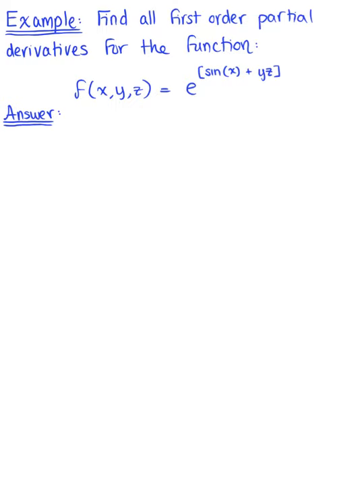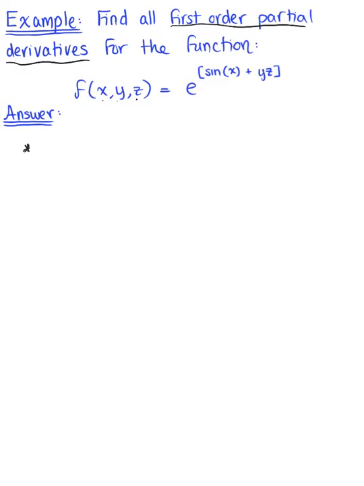Find all first order partial derivatives for the function f of x, y, z is equal to the natural exponential raised to sine x plus y, z. So looking at this function, we see 1, 2, 3 independent variables. So we are going to have 3 first order partial derivatives.